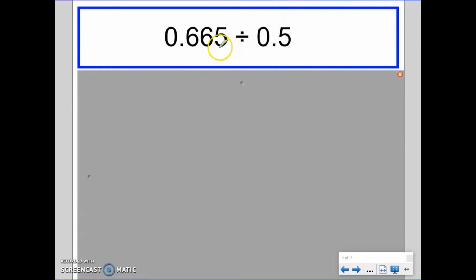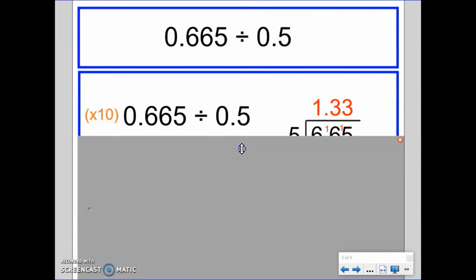I could multiply this by 1,000 and this by 1,000, so they are both whole numbers. But I want the question to be as easy as possible. So once I review the question, I think the easiest way to approach this is just to change this number into a whole number, this number into an integer. So this is my working out for this one.